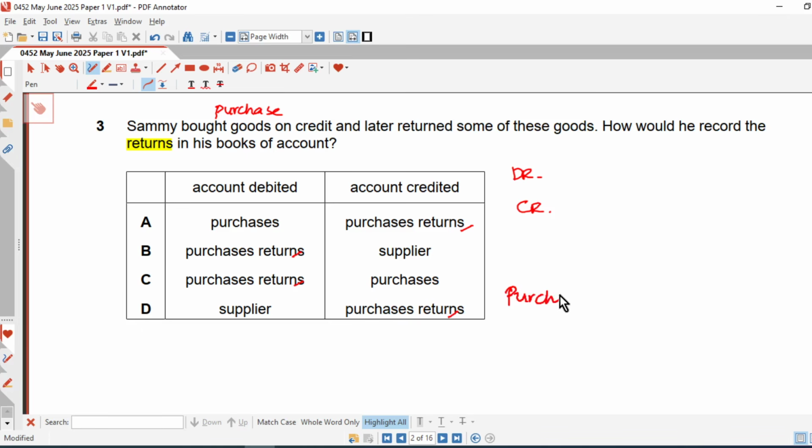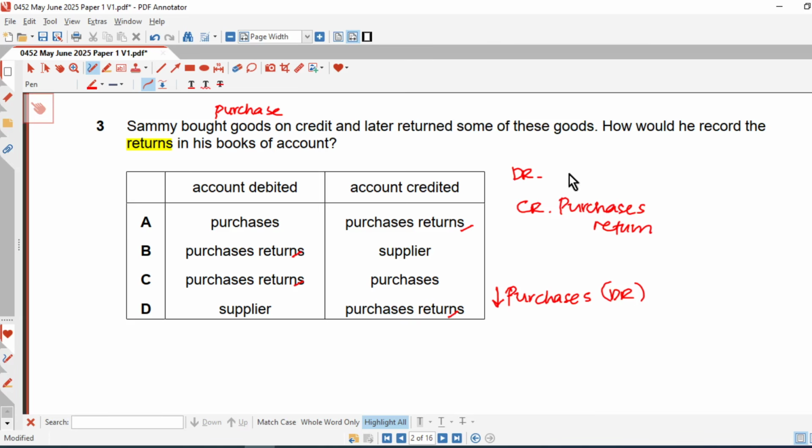Purchases are a part of our costs. They appear on the debit side. So when you are going to reduce the amount of purchases, we are going to park it to the opposite. So I'm going to park purchases return on the credit side. So it's a reduction to my costs.